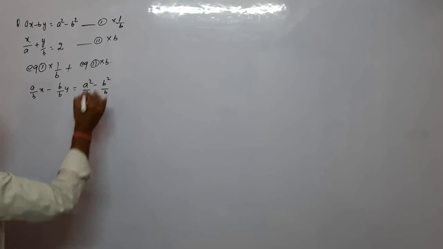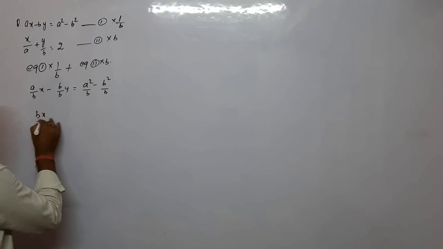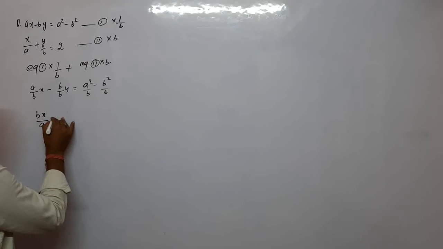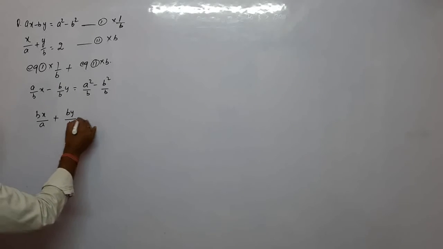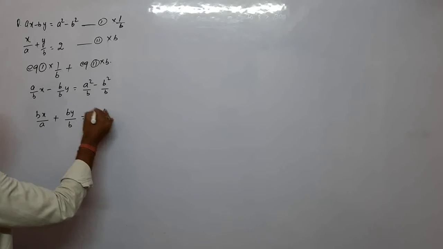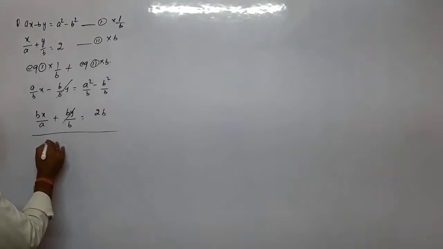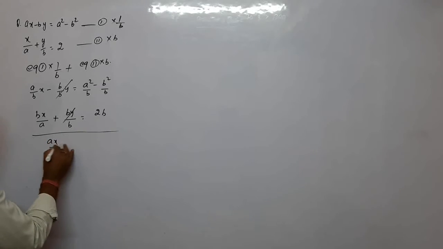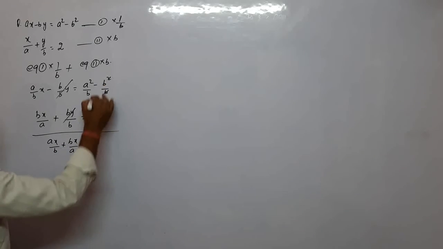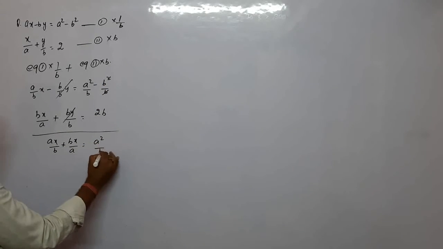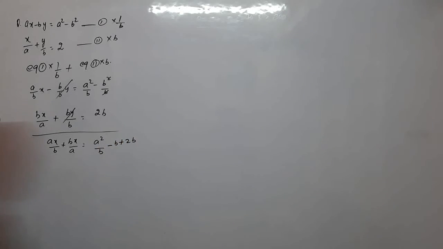Here also we will have bx by a plus by by b, and it will be 2b. The y value will get cancelled out, and here we will have ax by b plus bx by a. The square will get cancelled out, and here we will have a square by b minus b plus 2b.